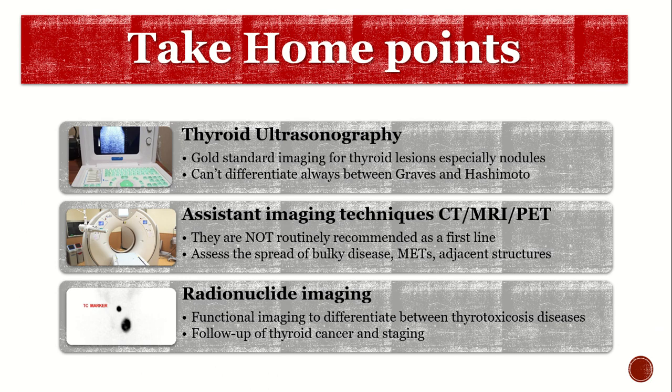So the ultrasonography is the gold standard of imaging of thyroidal lesions, especially nodules. It cannot always differentiate between Graves and Hashimoto thyroiditis. We should sometimes use assessment imaging techniques such as CT, MRI, PET to assess the spread of bulky disease, metastasis, adjacent structures, but not routinely recommended as a first line.